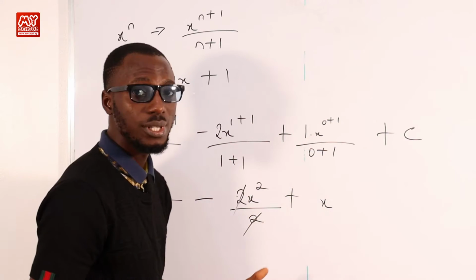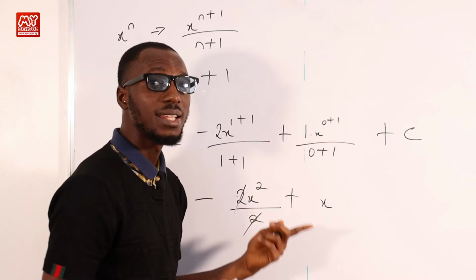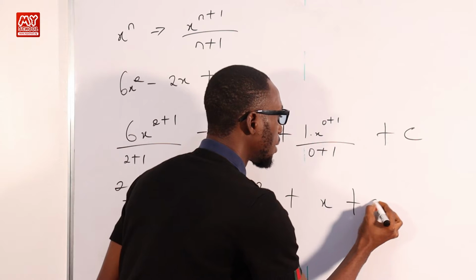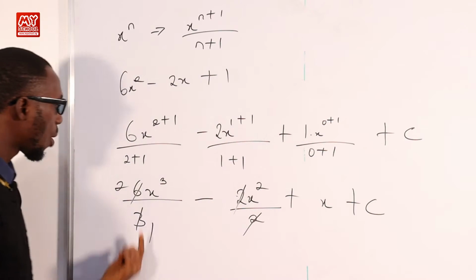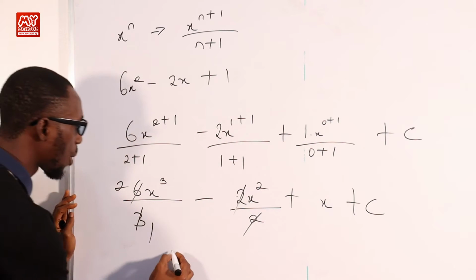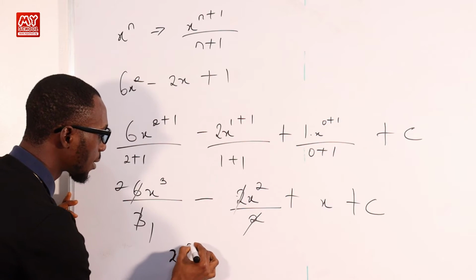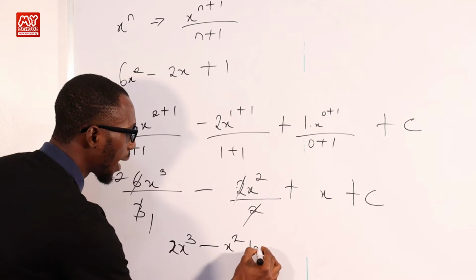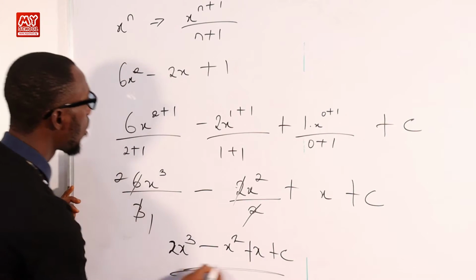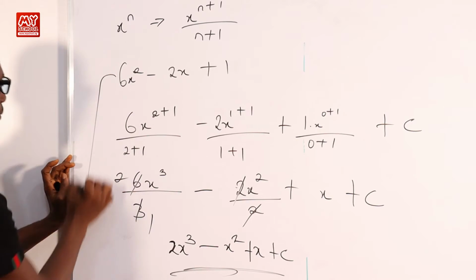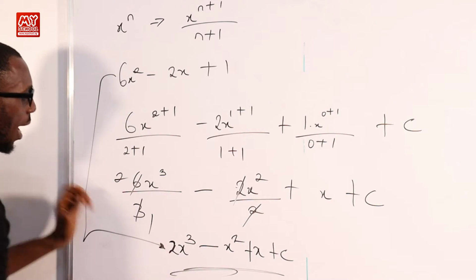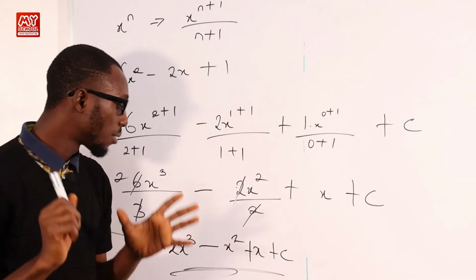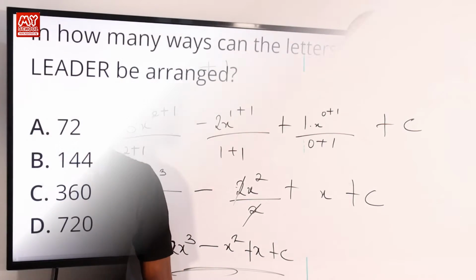Because 1 times x will still give you x, and 0 plus 1 is 1, so x divided by 1 is still x, plus constant c. So when we look at this, 6 over 3 is 2, we have 2x cubed minus x squared plus x plus c. So when we integrate this, we would have this. If we scan through our options together, you realize that option B is correct.